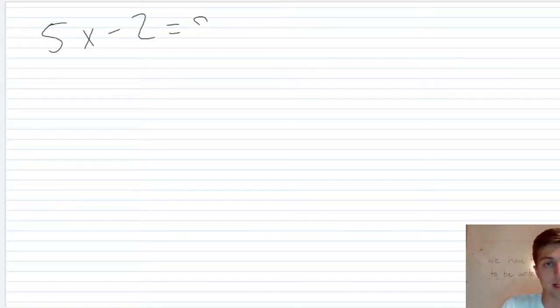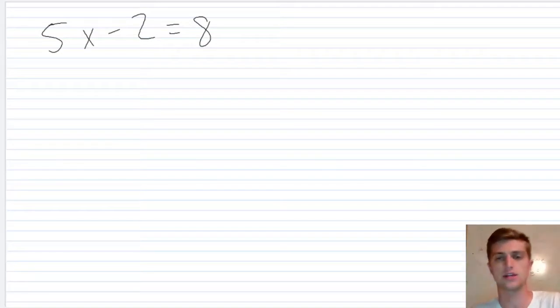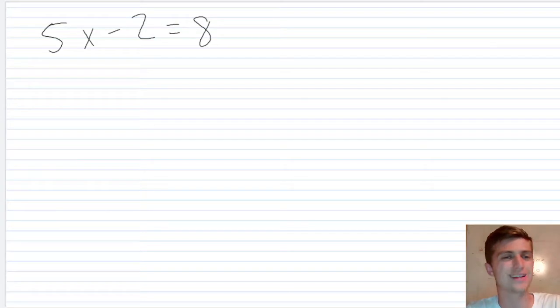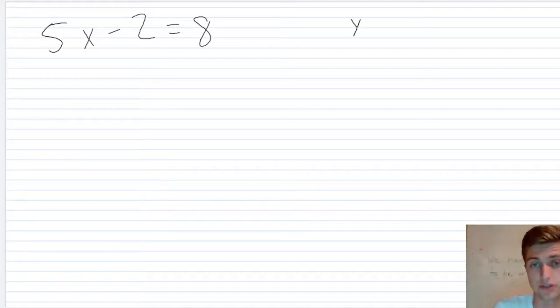So let's start with page 46, example 2.1a. It says determine if x equals 2 is a solution to the equation. So let's start with the equation we have: 5x minus 2 equals 8. What does it mean to be a solution of the equation? That just means if x equals 2, is this a true statement? So let's do a substitution.